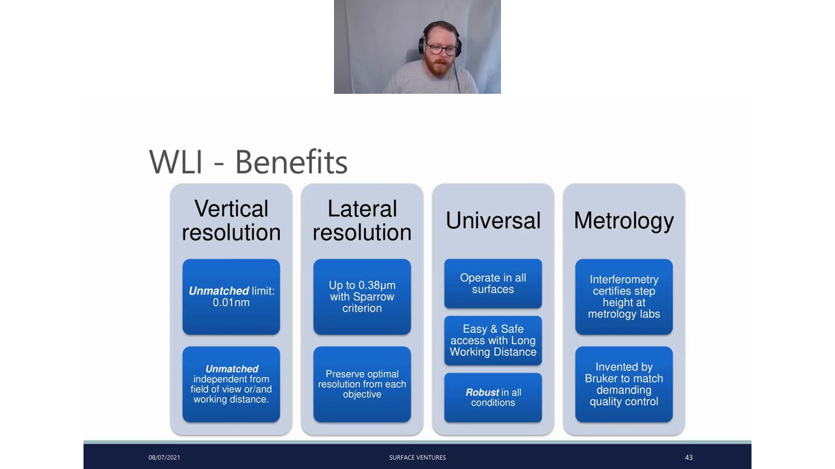It has great vertical resolution, great lateral resolution as well. Generally, you are not limited on what types of surface it is. You can do long working distances. The only thing is just to make sure that your sample can fit into the interferometer, but again, there are different sizes for these depending on what you need to image. And it's a certified technique, and it's quite easy to check that what you're looking at is correct.